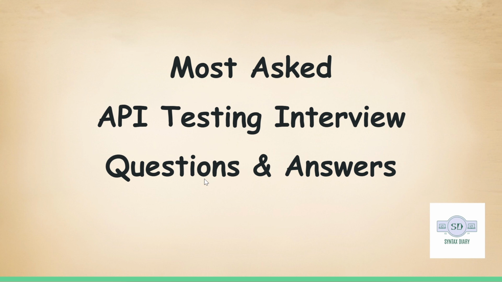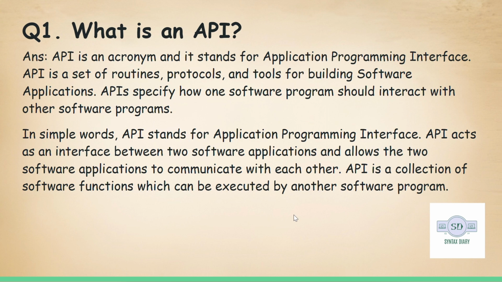So now let's move to the first question. What is an API? API is an acronym and it stands for Application Programming Interface. API is a set of routines, protocols, and tools for building software applications. APIs specify how one software program should interact with other software programs. In simple words, API acts as an interface between two software applications and allows the two software applications to communicate with each other. API is a collection of software functions which can be executed by another software program.